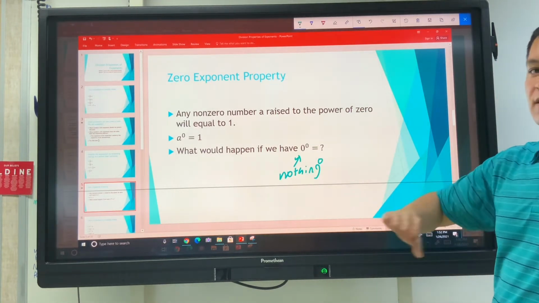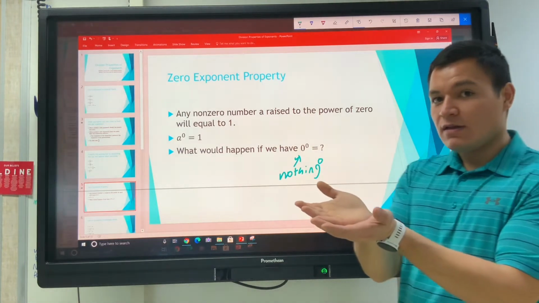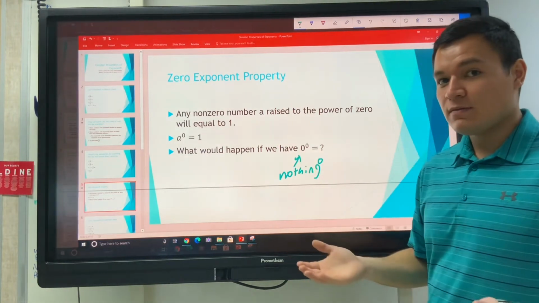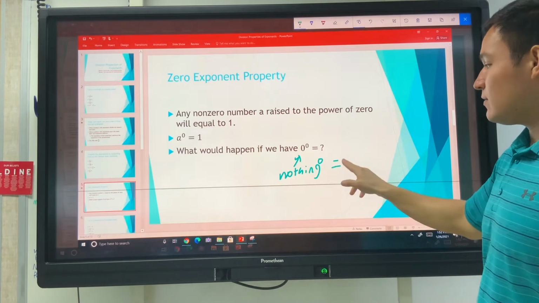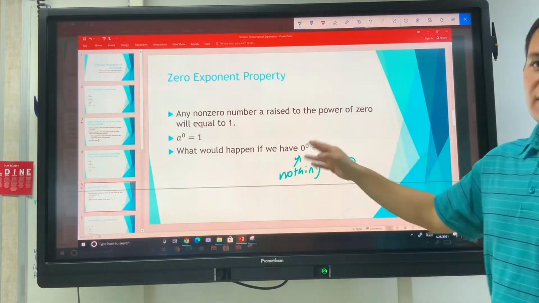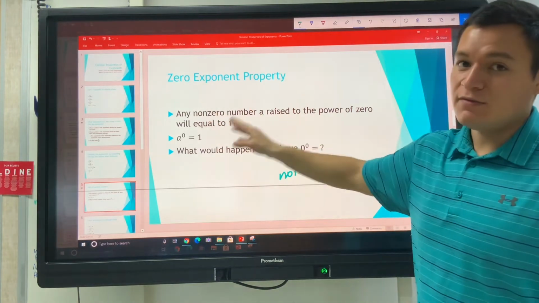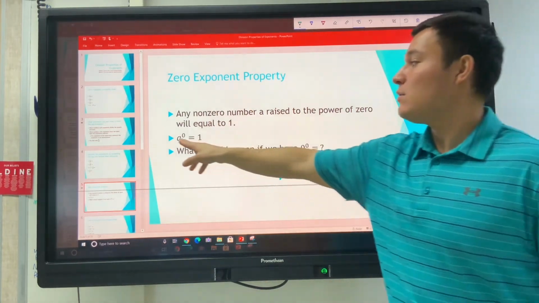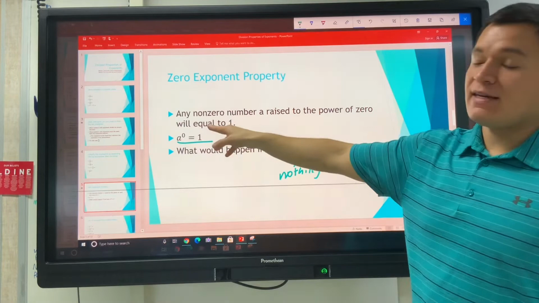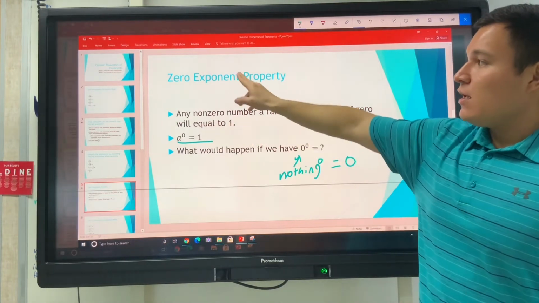If you have nothing in your hands and you raise it to an exponent of 0, you're still going to have nothing. So 0 to the 0 power is still 0, but every other number, anything else raised to the power of 0, is going to make 1. So you need to write this fact down, the definition, and what it's called.